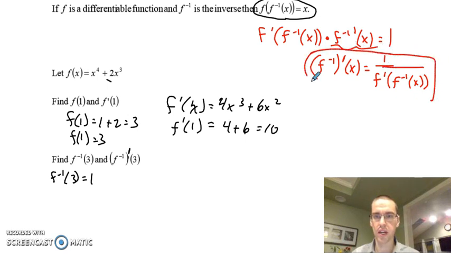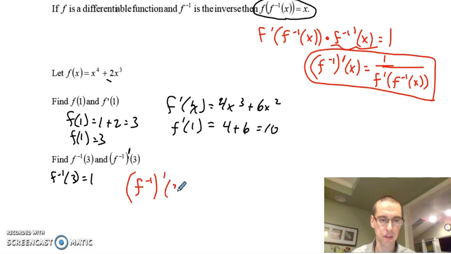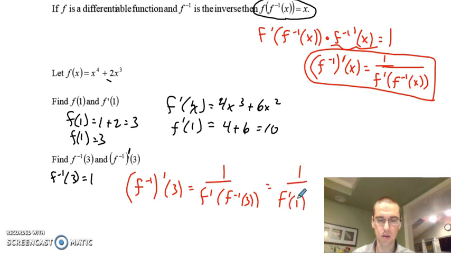This is something that you guys are going to need to know. The AP always asks questions on this. Always. So all we're going to do here, and I say all, it should look fairly simple after I go over this. It's going to take a little bit of getting used to. f inverse prime of 3 equals 1 over f prime of f inverse of 3. Well, that equals 1 over f prime of the inverse, which we already found was 1. And hey, we found what f prime of 1 is, which is 10. So it's just 1 over 10.